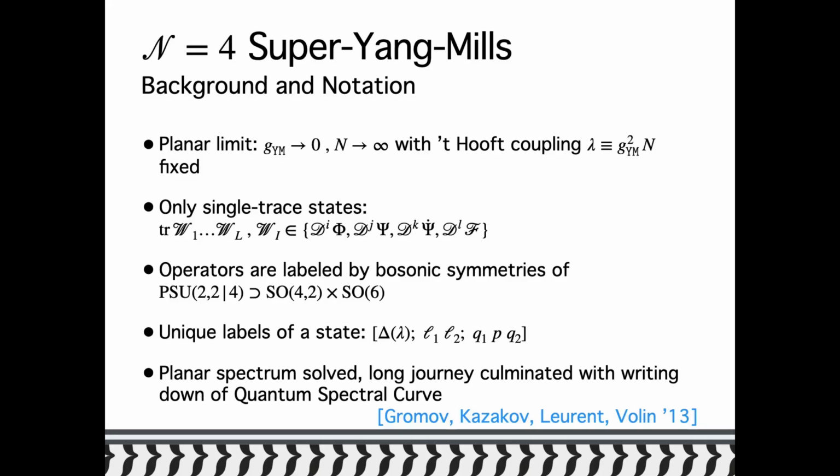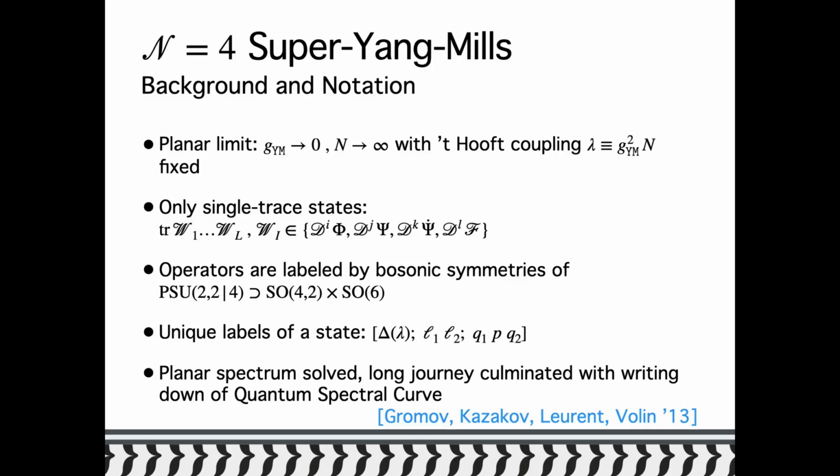In particular, we would like to label these states, and they are of course labeled by the bosonic symmetries that we have in this theory. N=4 super Yang-Mills theory, as I said, is a four-dimensional superconformal field theory. So the bosonic symmetries are the four-dimensional conformal group SO(4,2), and then there's also an SO(6)_R symmetry.